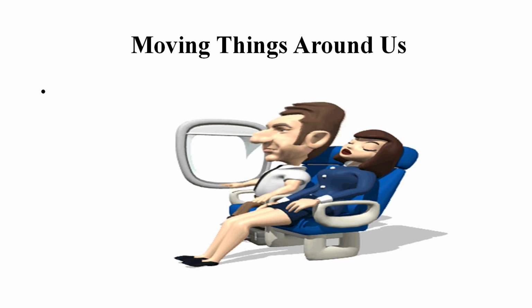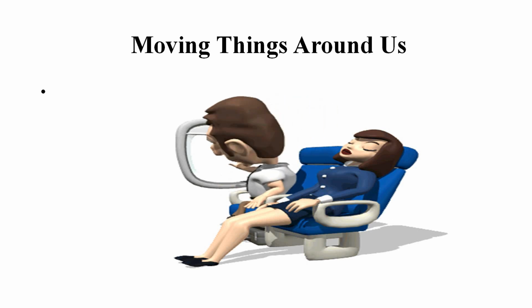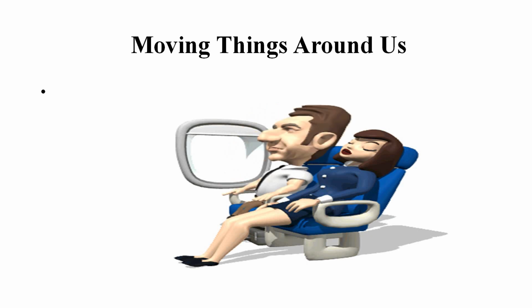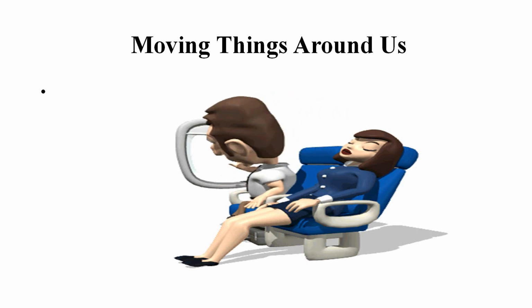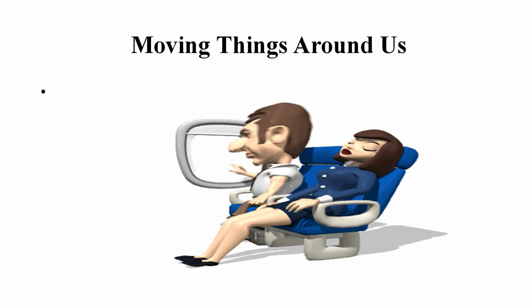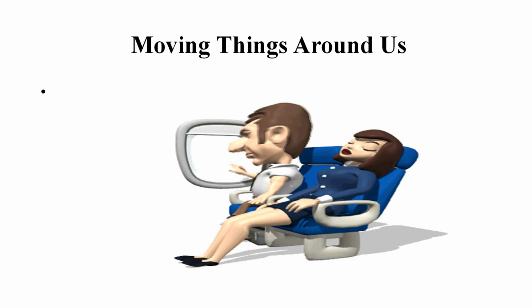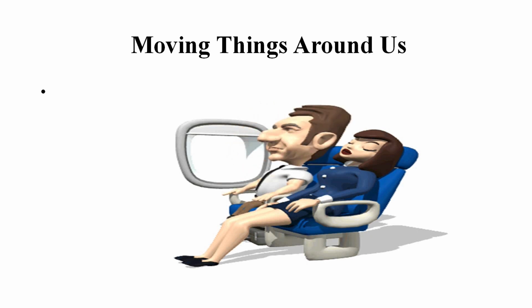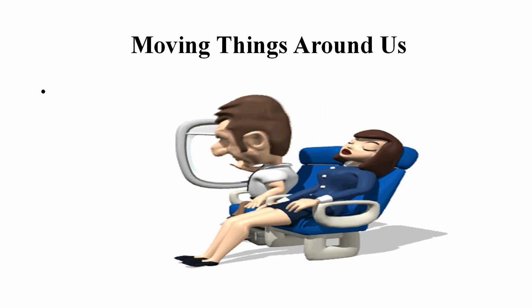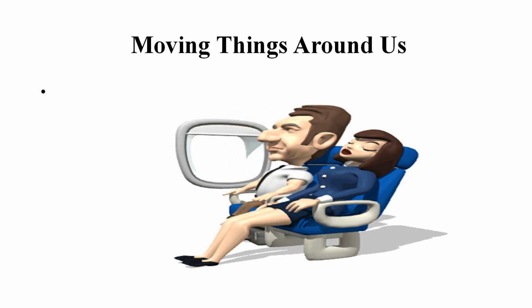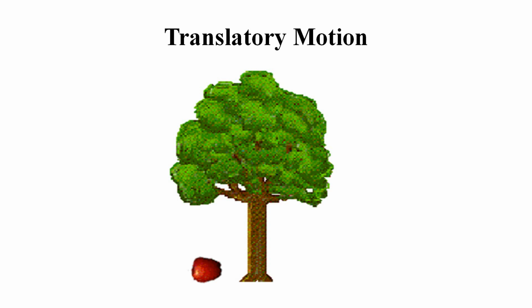This example shows that the same object may be at rest with respect to one reference point and in motion with respect to another at the same time. So we can say that the motion in a body is actually a relative motion, and the states of rest and motion are relative. Students, now let us study about types of motion.